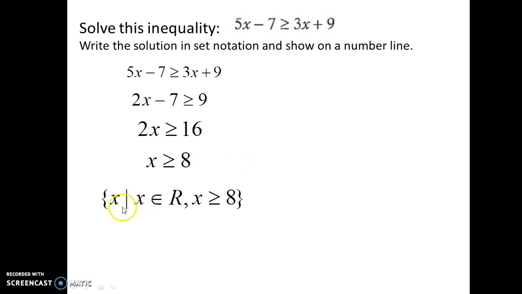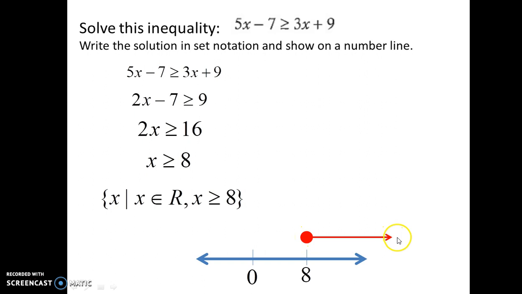All right, in set notation, x is any real number, or an element of the real number set, but x has to be greater than or equal to 8. On the number line, I'll put 0 on there, I'll put 8 on there, and x is greater than or equal to 8. So now a closed circle, because x can be equal to 8, it can be 8, but it is also any number greater than 8. So that represents all those numbers 9, 10, 11, and onwards that x can be.